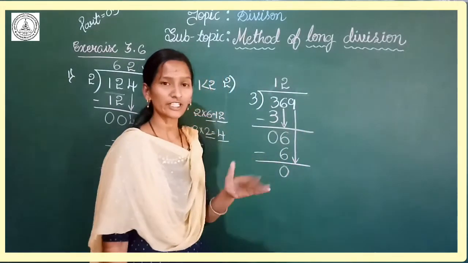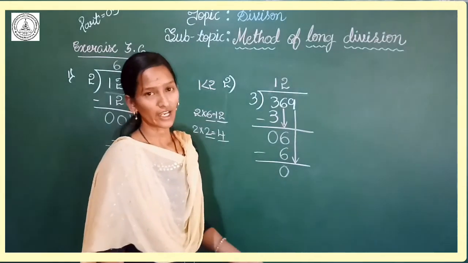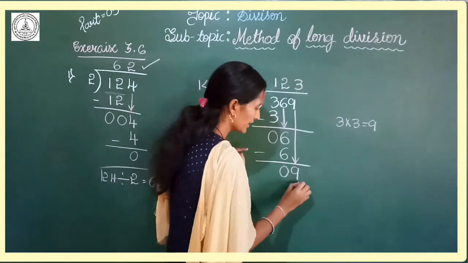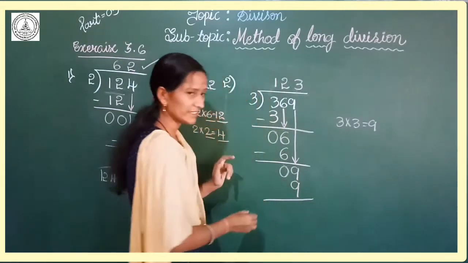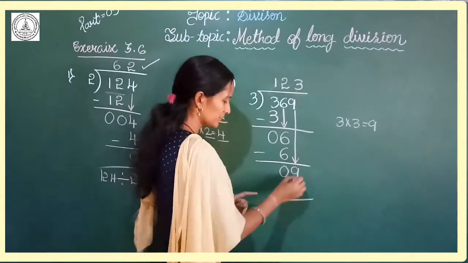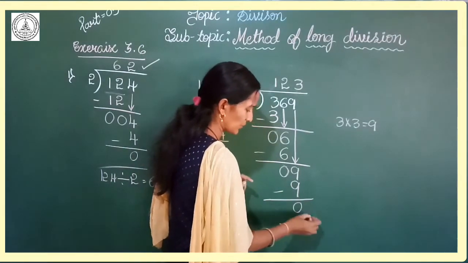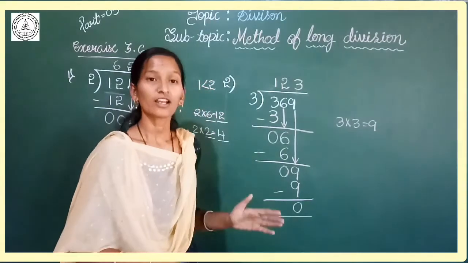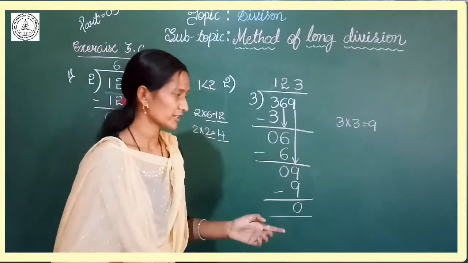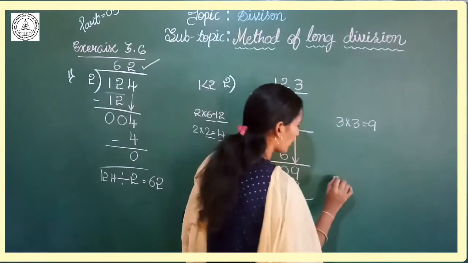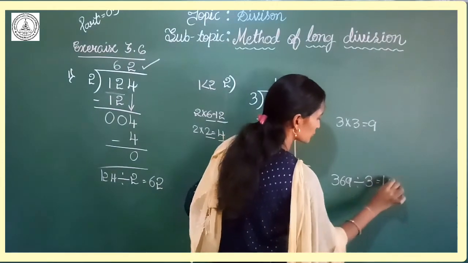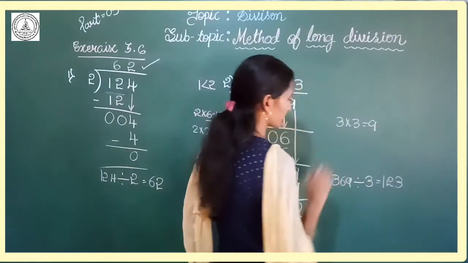Yes, in the table of 3, how many 3's are equal to 9? In the table of 3, 3 3's are 9. So I am writing this 9 here. So now once again you have to subtract these two numbers. 9 minus 9 is 0. So what is our quotient here? 123 is our quotient. So after this, write down 369 divided by 3 is equal to 123.